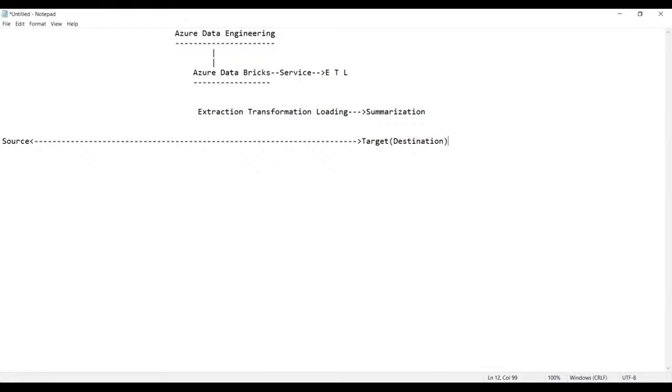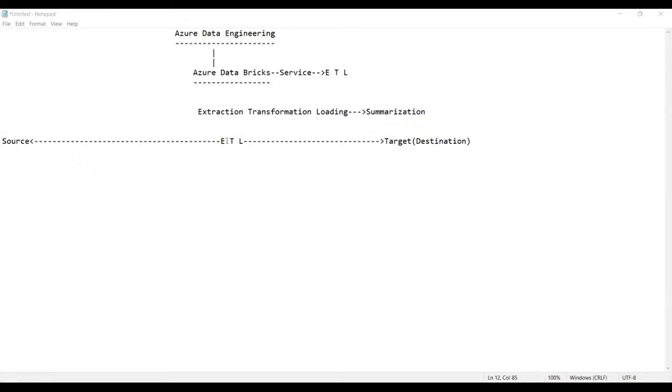Now guys, between the source and the target, we perform the process of ETL, extraction, transformation, and loading. It is the process which is performed between the source and the target. Now guys, even a layman, that is a person who is not from an IT background, should understand this. That is my main motive for the explanation of all these things.